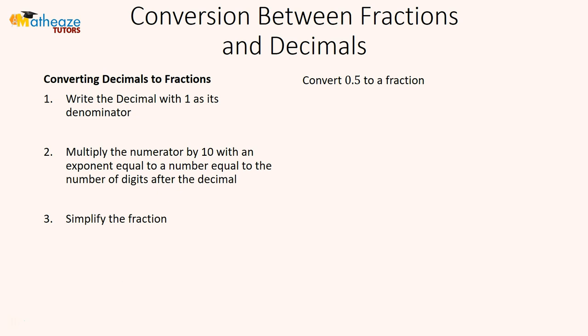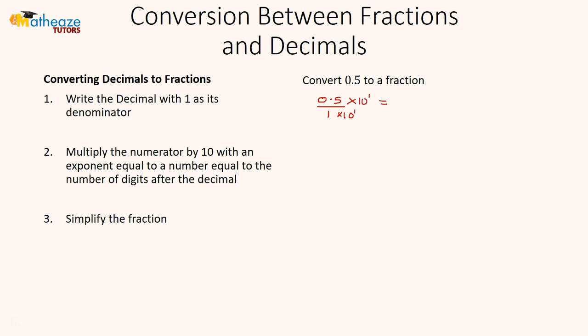First of all, we're going to write the decimal with 1 as its denominator. So what that means is 0.5 and then 1 as its denominator. Then we're going to multiply the numerator by 10 with an exponent equal to the number of digits after the decimal place. So we have 1 digit after the decimal place, so it's going to be multiplied by 10 to the power of 1, multiplied by 10 to the power of 1.